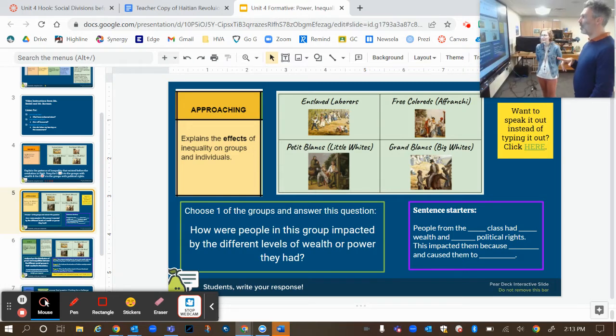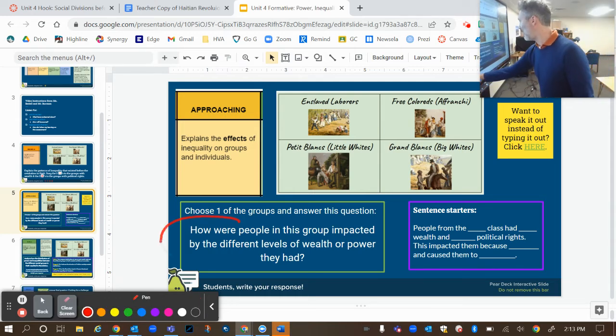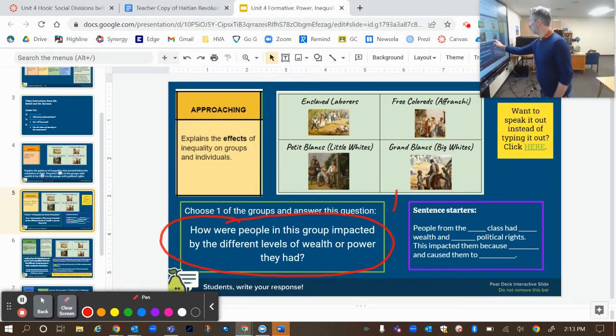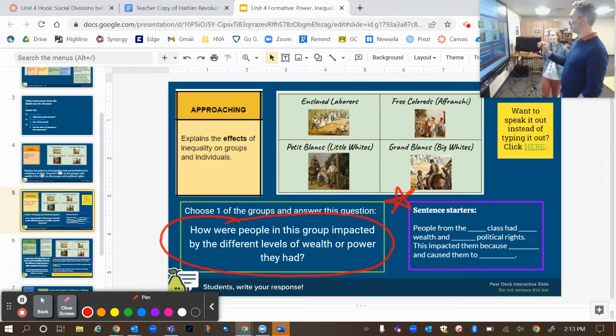Next up, approaching. So this is a 2 out of 4 on the rubric, and you're going to choose one of those 4 groups and then answer this question right here. How were people in this group impacted by the different levels of wealth and power? Couple of quick notes. The sentence starters here are great ways to start your response. Feel free to copy and paste and fill in the blank.